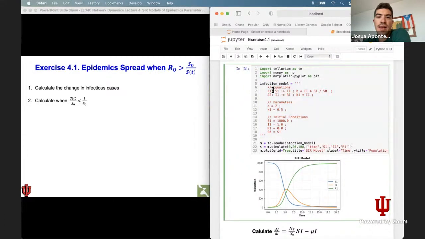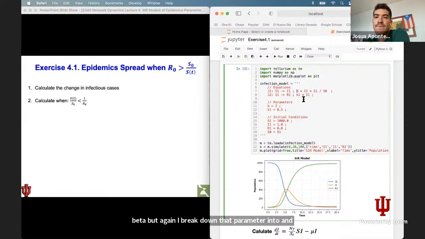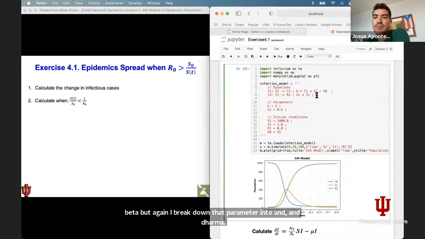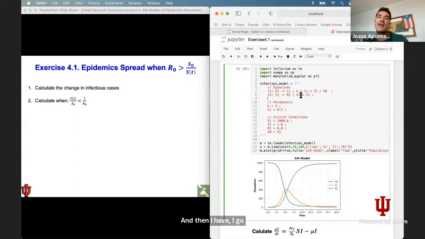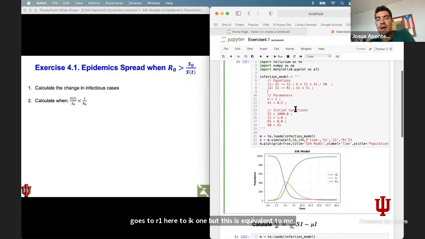So to specify an SIR model, I write S goes to I, and I just have a parameter here, B, which stands for beta, but again, I could break down that parameter into N and gamma. And then I have I goes to R1. Here I call it K1, but this is equivalent to mu. And then I just specify some parameters.